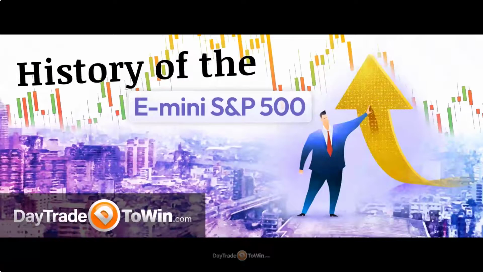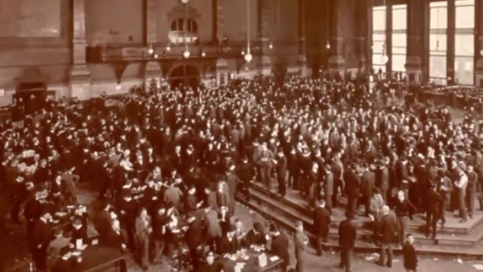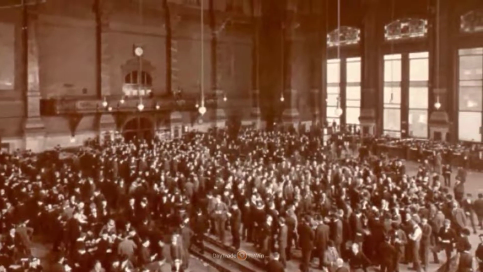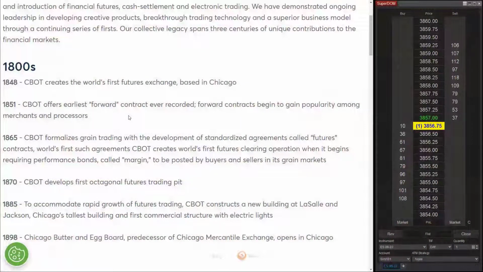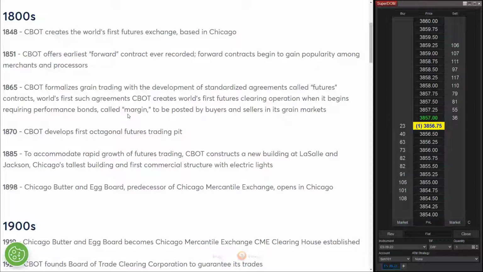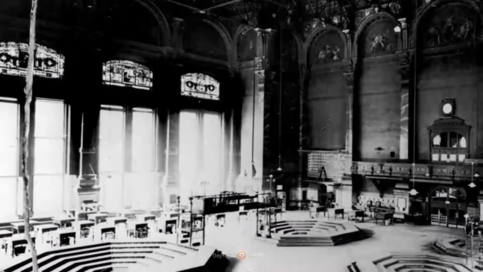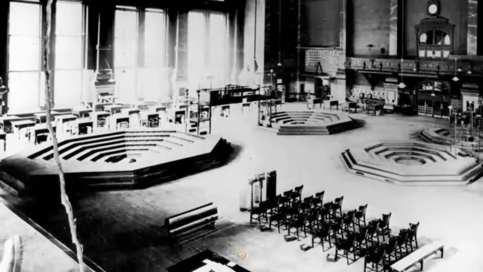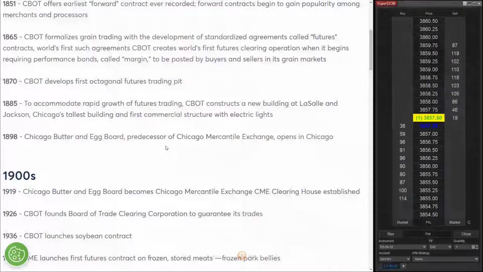Now that you understand the E-mini in present day, the history should make more sense. The 1800s were a time of activity, with the CBOT, the Chicago Board of Trade, a predecessor to CME Group, creating the world's first futures exchange based in Chicago. Soon after that, we can see the beginnings of the first ever futures contract. From there, we have more development occurring with the world's first futures clearing operation being established. And then further evolution in terms of the physical requirements of trading, an octagonal futures trading pit and a new building. Another predecessor of the CME Group, the Chicago Mercantile Exchange, opened in 1898.